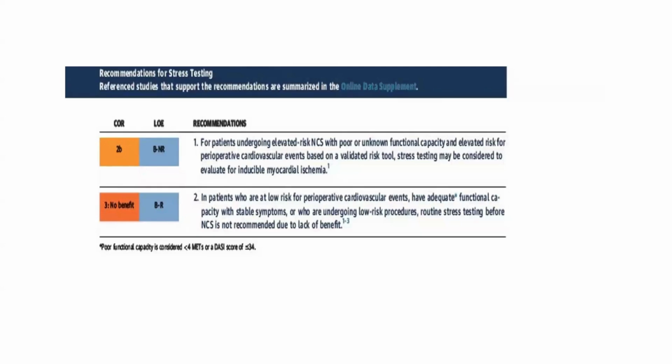So per the guidelines, stress testing should be used if, outside of having this surgery, the patient would benefit from a stress test. So is this someone that you need to do a stress test on, that has an indication for a stress test?